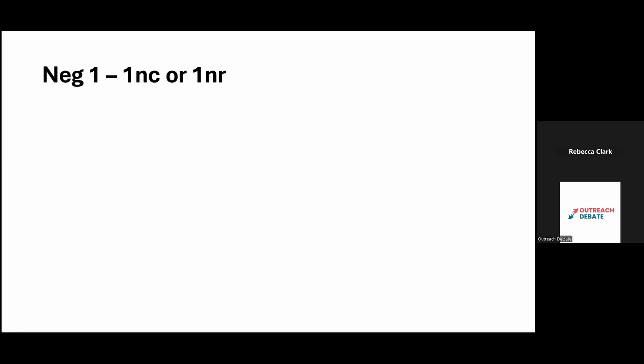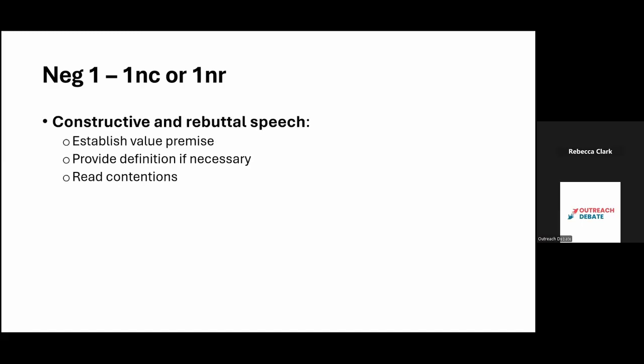Okay, then you have a negative response speech. You'll hear this either called the 1NC or the 1NR. 1NC is much more common. So this speech is fundamentally both a constructive and a rebuttal speech. So like the AF, you're going to establish your value premise, you're going to provide a definition if necessary, you're going to read contentions. But the AF has 6 minutes to do just these things, and as the negative for this first speech, you have 7 minutes to do these things and do refutations.